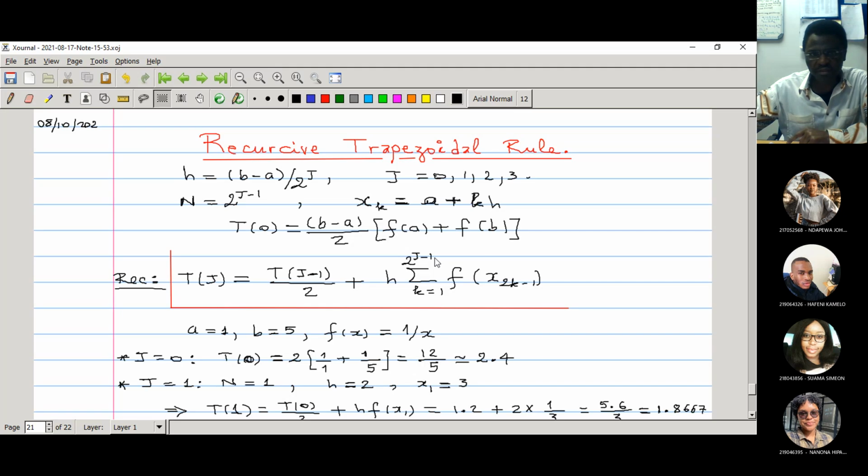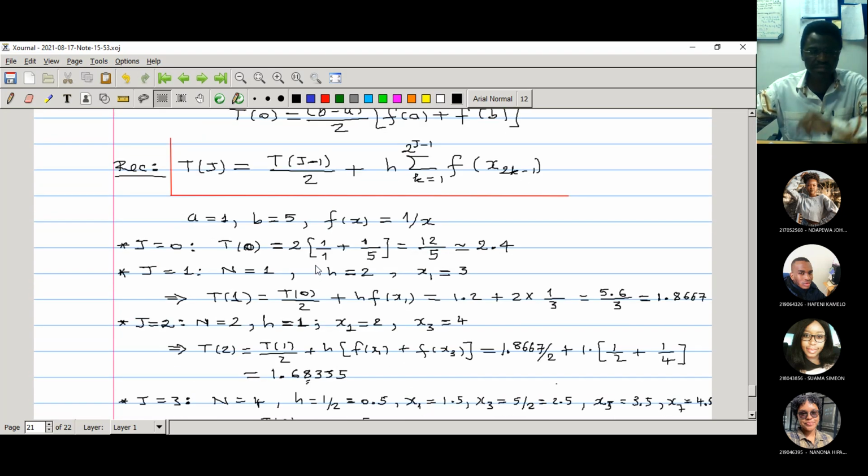So don't think that f of a, f of b are not computed. They are already in this. We have that each time. And here we only update the interior points because the interior points will change, but the endpoints you still have, f of a, f of b. But because h is being halved each time, we halve this also each time. So you see that it makes the formula consistent.